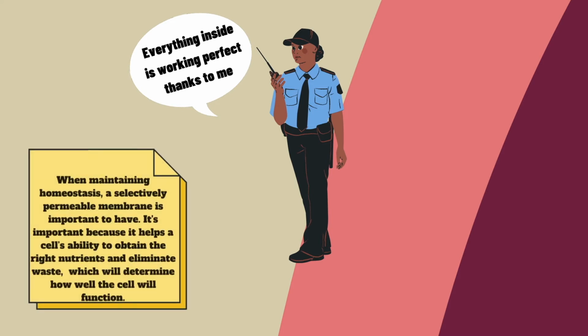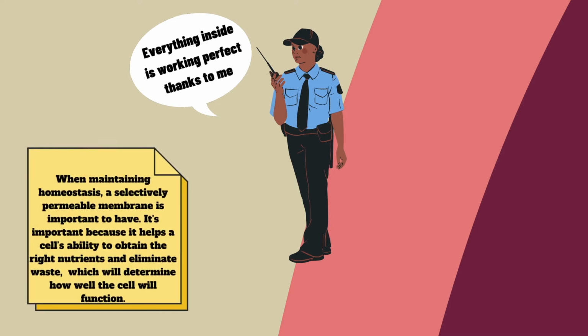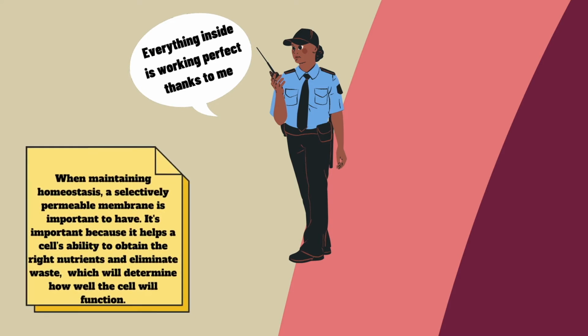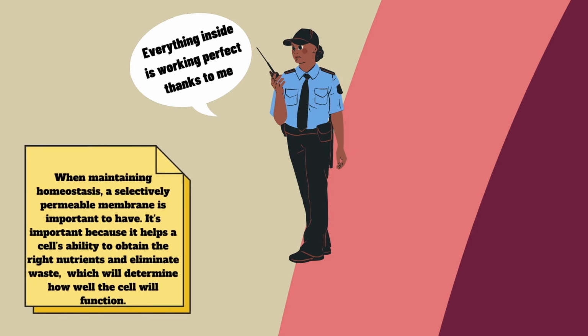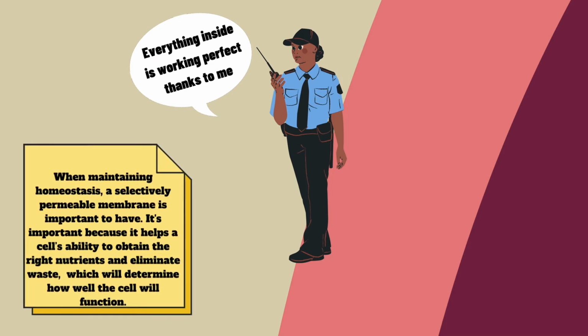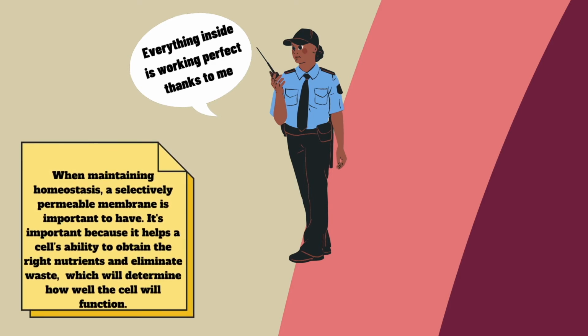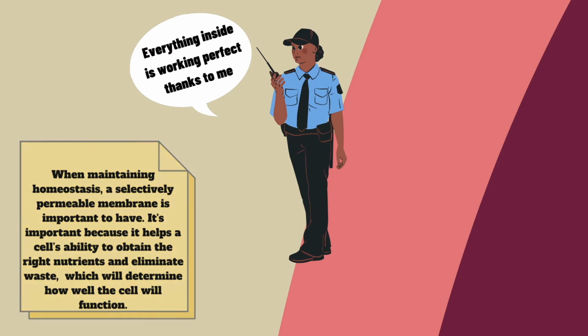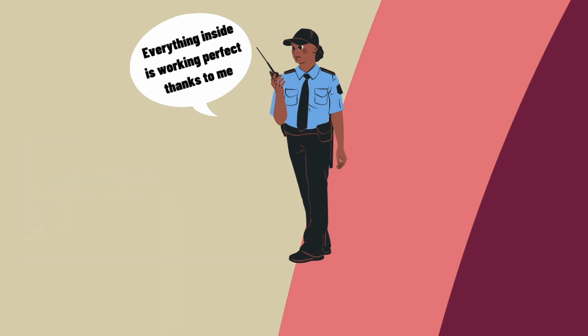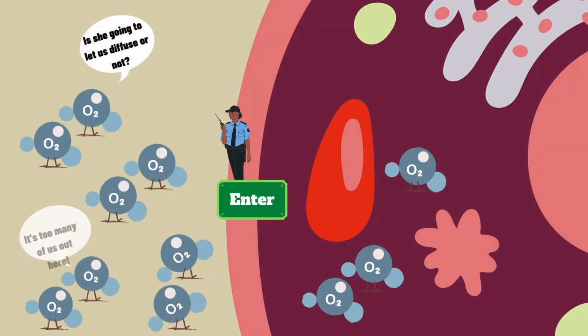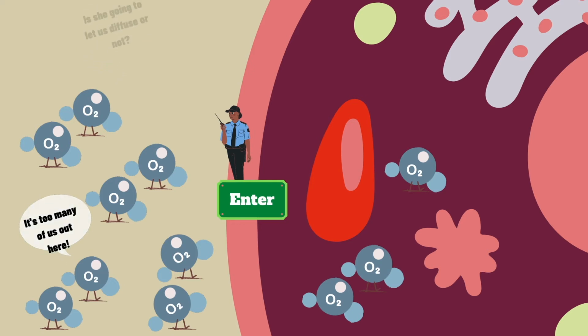When maintaining homeostasis, a selectively permeable membrane is important to have. It's important because it helps the cell's ability to obtain the right nutrients and eliminate toxic waste, which will then determine how well the cell will function. After the cell membrane has decided what can pass through, substances move in and out of the cell by crossing the cell membrane, but they use different types of diffusion to cross.